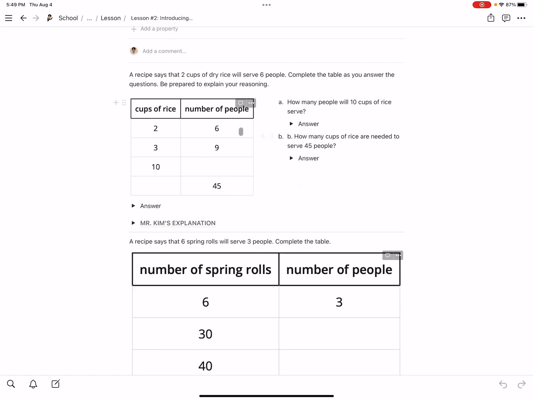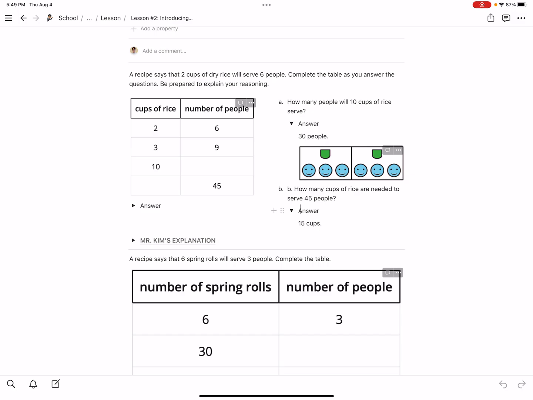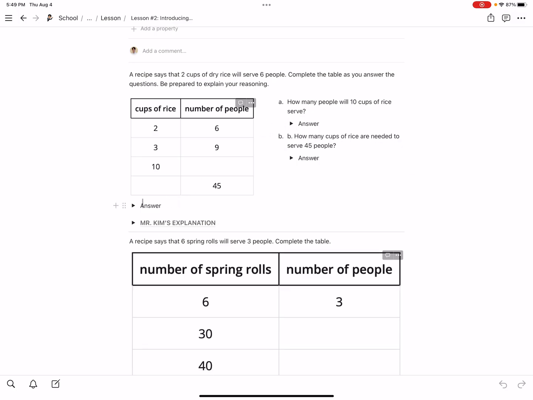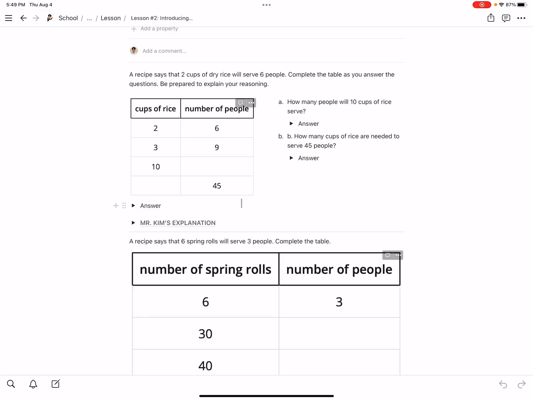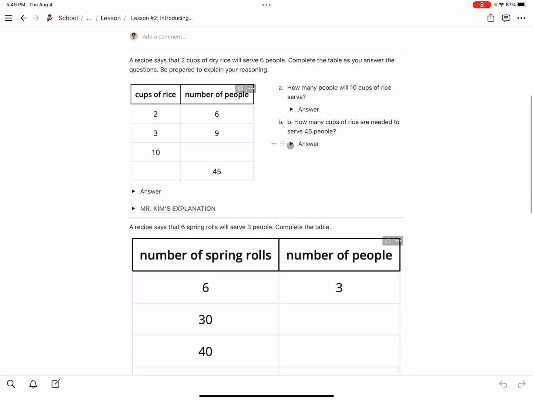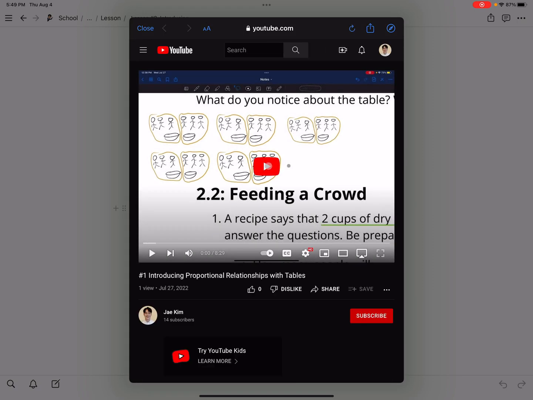Once you wrestle with it and you want to check your answer, you click here. Then there will be some explanation here, and then there's the answer here, and here's the answer for the chart, or for the table. Now, if you want a more in-depth explanation, and you're like, I don't understand why he got 15 cups or why the answer is 30 people, then you can click on Mr. Kim's explanation. Here's the cool thing about this one. If you click on this arrow button, it will show you what I wrote right here, or what I explained right here. So this is a video of me explaining.